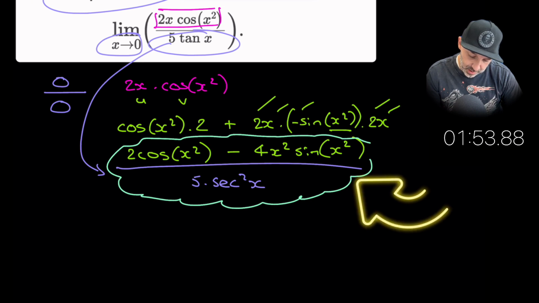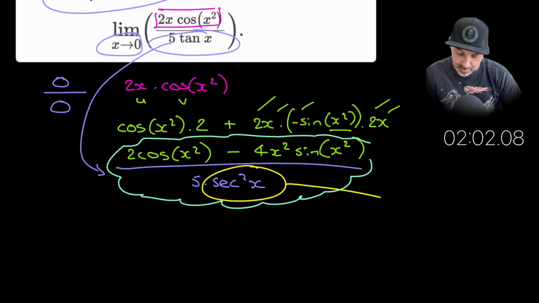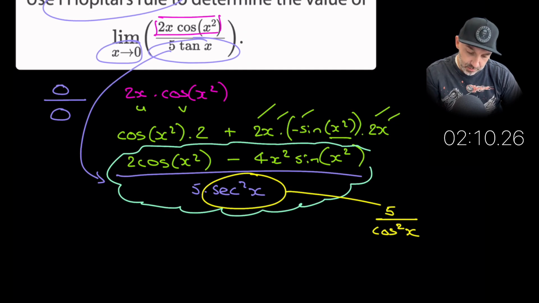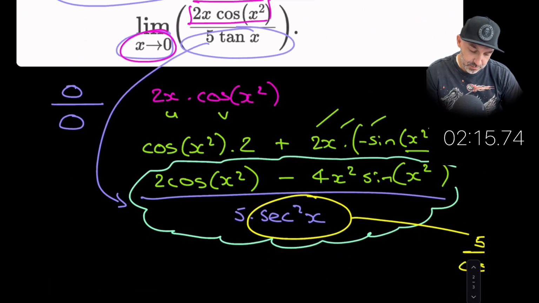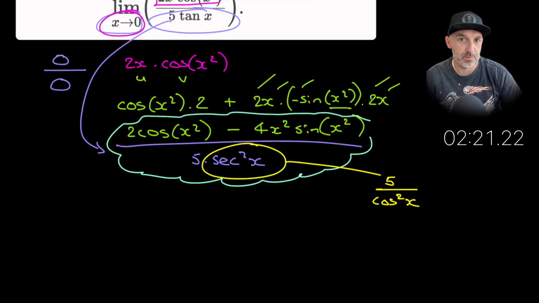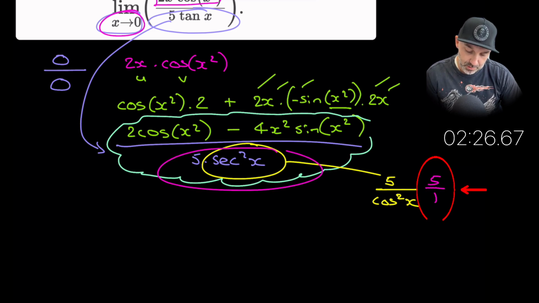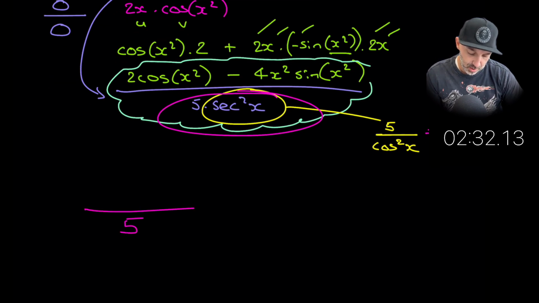I've differentiated only one time, but that should be enough, because if I look at sec squared, remember what sec squared is. That is 1 over cos squared x. So this denominator is actually 5 over cos squared x, right? Now, if we go ahead and look at the limit that we are substituting in, that is 0. So if I substitute that into the denominator here, cos of 0 is 1. So therefore, this will become 5 over 1. So this whole denominator here is going to just become 5, right? So we have something over 5.